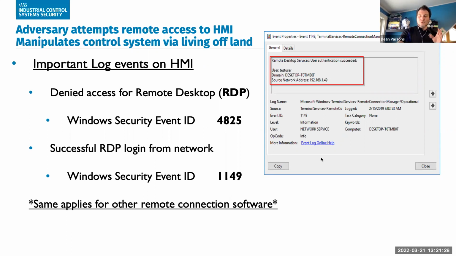Specifically denied access for remote desktop in the environment. So you're going to be looking for any RDP access on the network, but on the Windows event logs as well, you're focusing for 4825 in this case. And specifically, a successful login from a network device through RDP to the historian, you're looking for 1149. Again, the same would apply here, not only for RDP access, but for whatever solution you have to get access to the HMI. So, clear as mud.